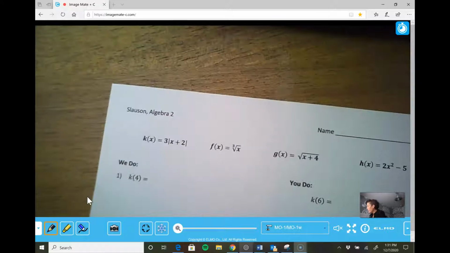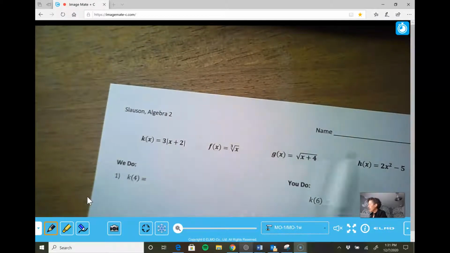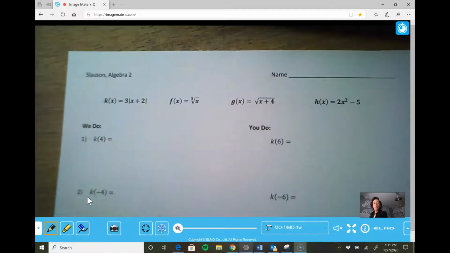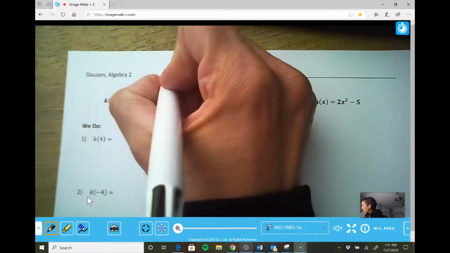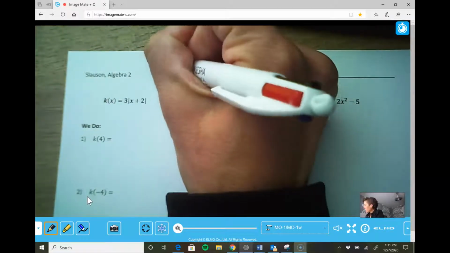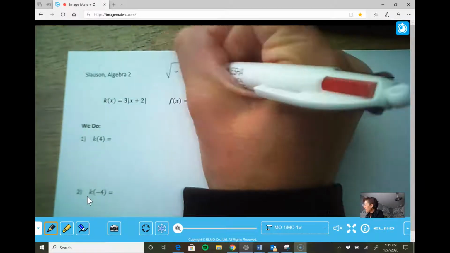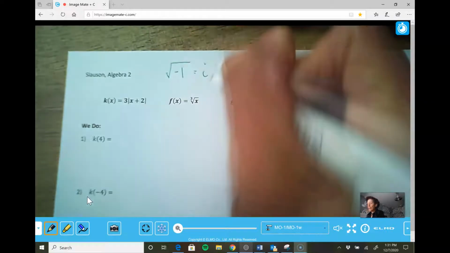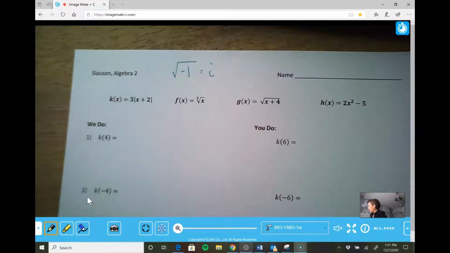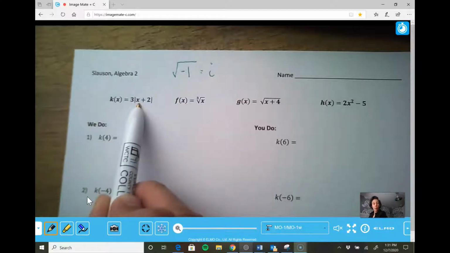So here we go. Number 1, we've got these 4 functions at the top, and we will be evaluating the functions. We do want to remember in this whole situation that if we have to take the square root of a negative number, and we'll be taking the square root of -1, we replace it with an i. That is a big thing to remember. So let's get started. K of 4, and there's some review in here as well, because the chapter 1 retake is going to be happening.